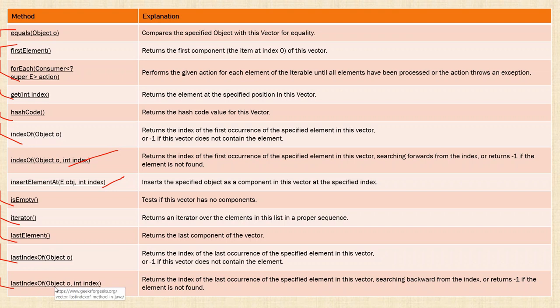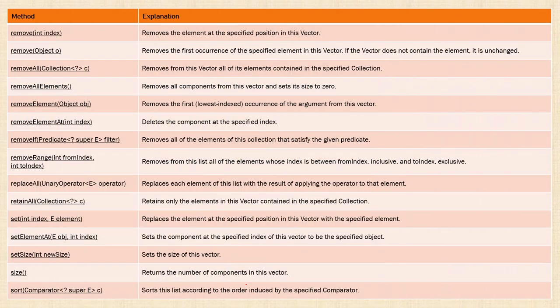So we have to provide the object and index of that one, so you'll get the last index of. It returns the index of the last occurrence of the specified element in this vector, searching backward from the index, or returns -1 if the element is not found. So these are the methods.